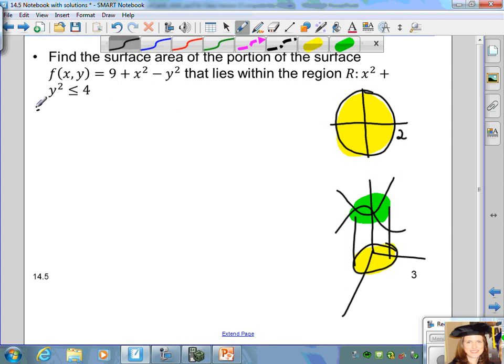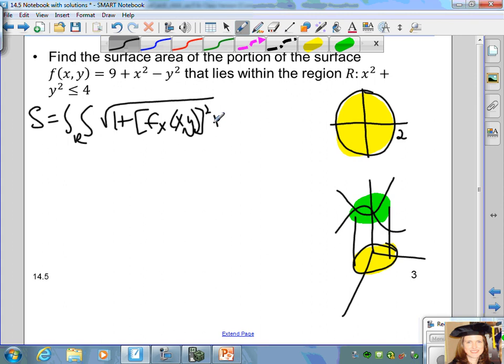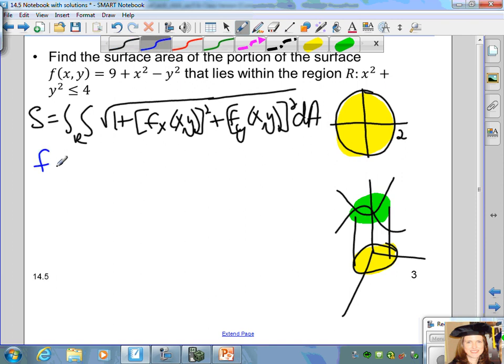And recall the formula for surface area is a double integral over R of the square root of 1 plus the partial with respect to x squared plus the partial with respect to y squared, times the differential area dA. Let's find the partial derivative of the function with respect to x. Go to the surface itself. F of xy equals 9 plus x squared minus y squared.